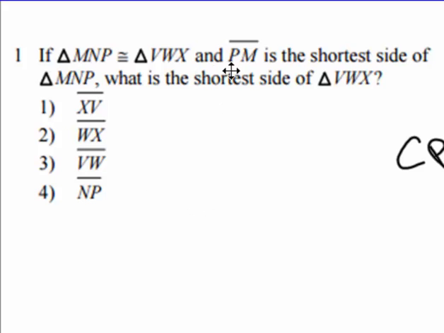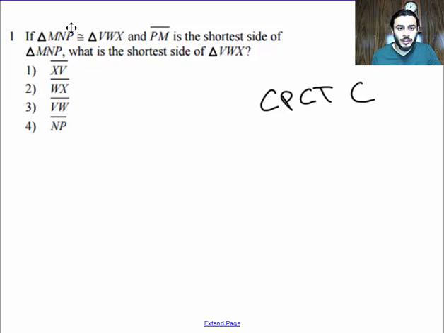So if PM is the shortest side on triangle MNP, then it follows that the corresponding side on triangle VWX should be the shortest side of triangle VWX. So then that would be side XV. So the answer to number one is choice one. To summarize, PM corresponds to XV. So since PM is the shortest side in triangle MNP, then XV should be the shortest side in triangle VWX.